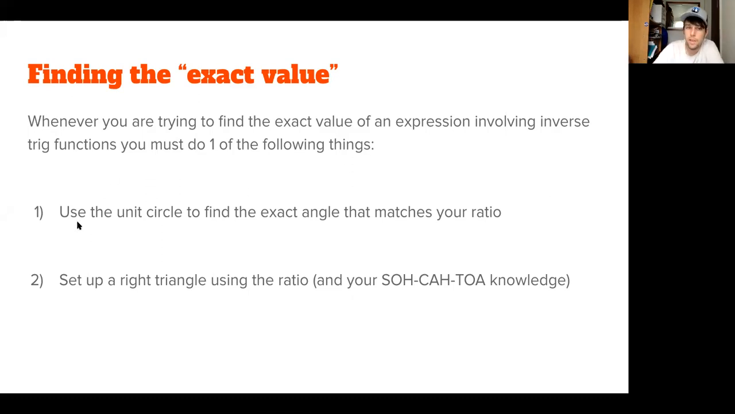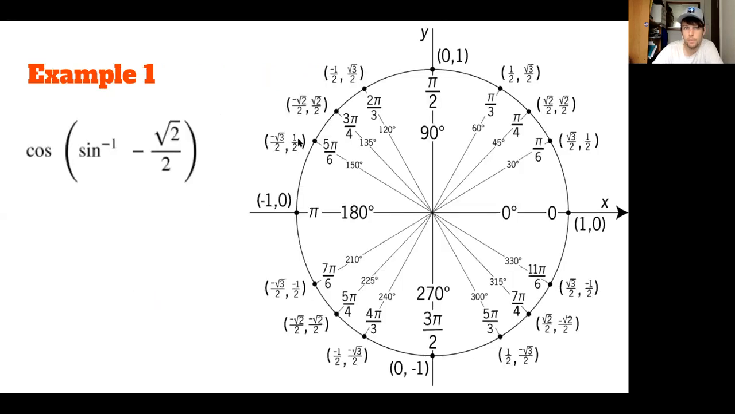So that's the unit circle. The other one is if this ratio is not something that appears on the unit circle, for instance, if we have a ratio of 1/3, there's no 1/3 on our standard unit circle spots. We're going to have to make a right triangle, using our basic SOHCAHTOA right triangle knowledge to set up a triangle that has this ratio. We'll go through both examples in just a moment. I'm going to start off with the easier one, finding the exact value of this.